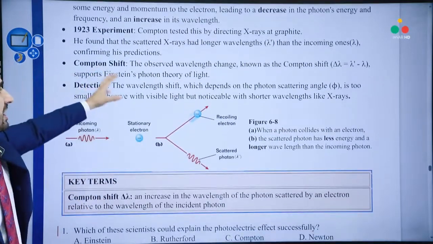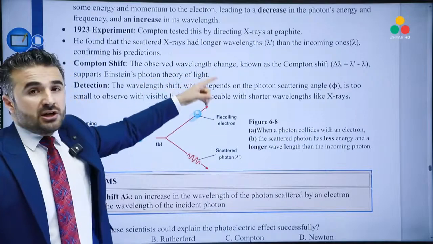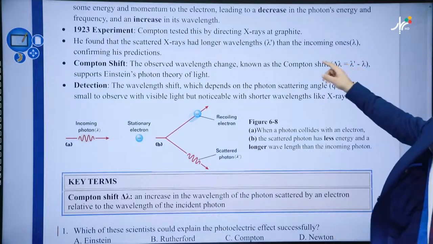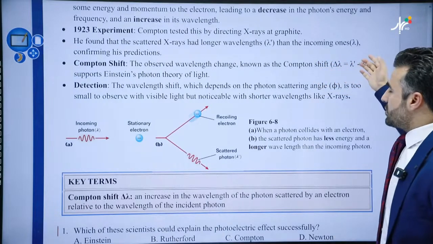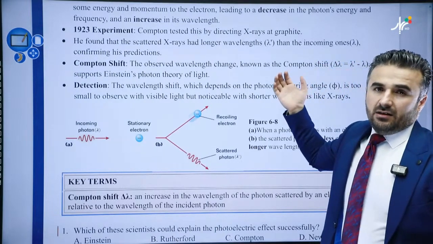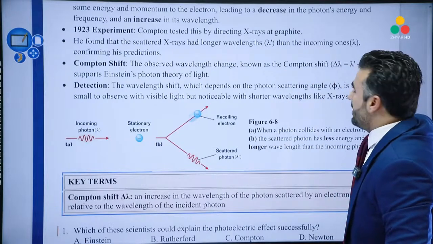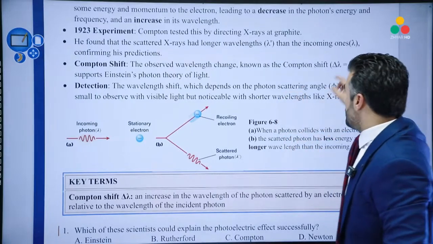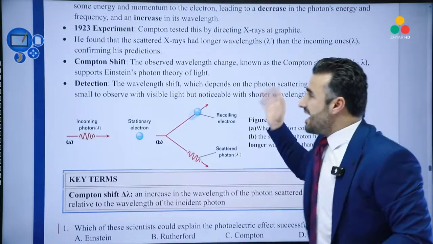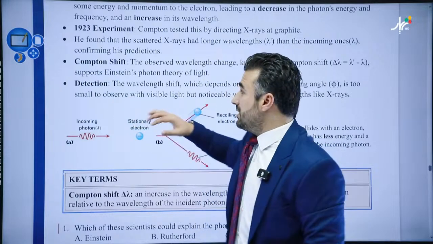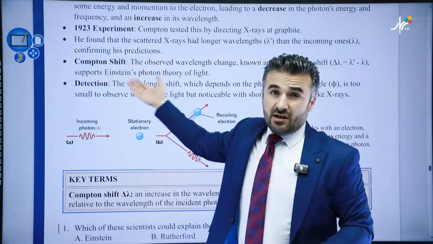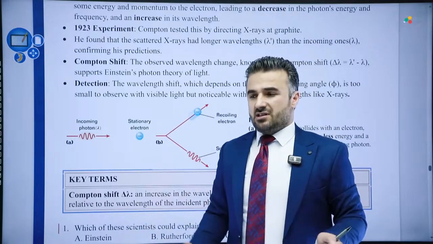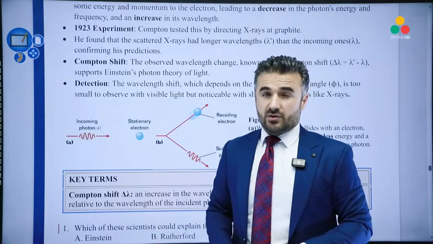So what is Compton shift? It is the observed wavelength change. It is the difference between the wavelength of the photon after the interaction, subtracted by the wavelength of the photon before the interaction. That change, that shift in the wavelength, is called Compton shift, which supports Einstein's photon theory of light, suggesting that light, electromagnetic waves, are photons.